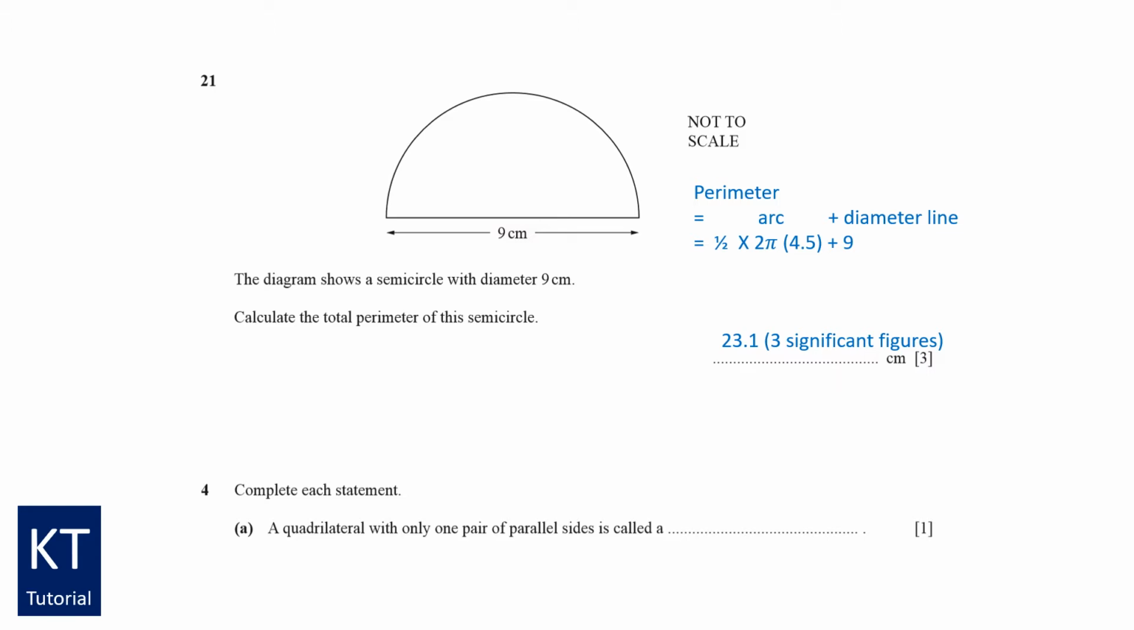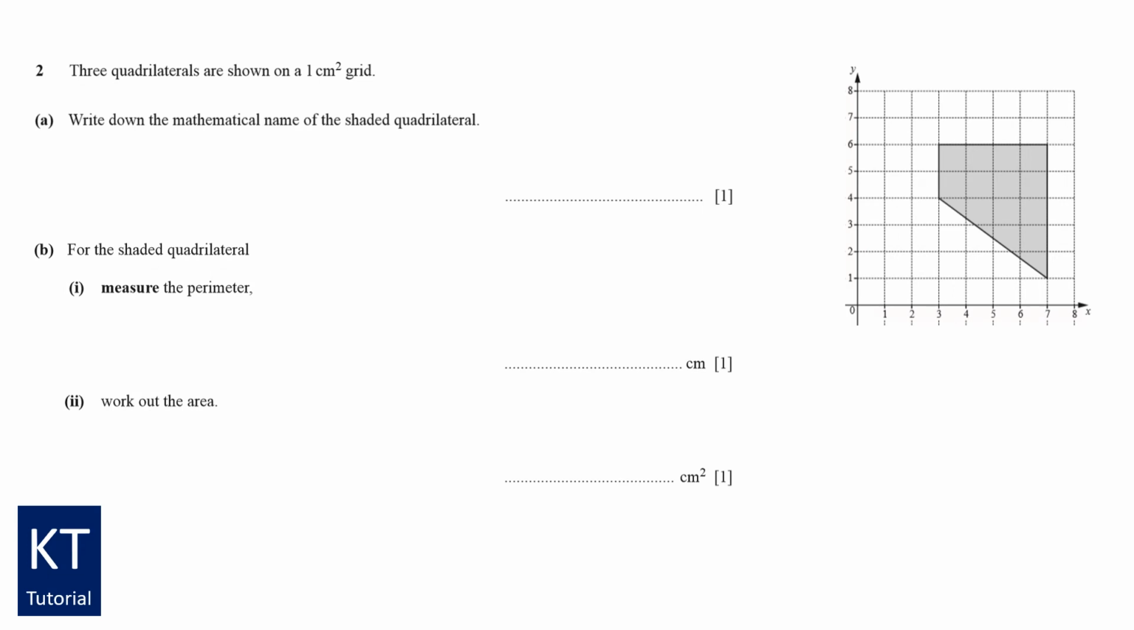Question 4. Complete each statement. A quadrilateral with only one pair of parallel sides is called a trapezium. Having segmentized the series of exam questions into relevant topics, question 2 will see only one relevant quadrilateral being shown on a 1 cm square grid. Write down the mathematical name of the shaded quadrilateral.